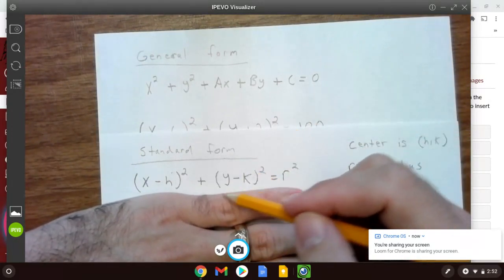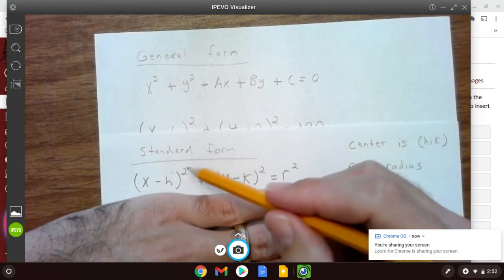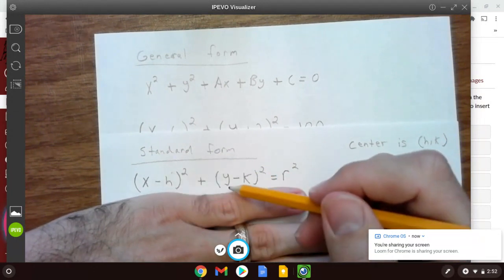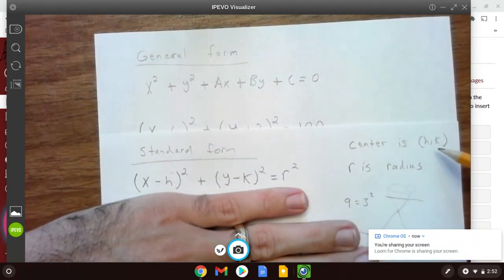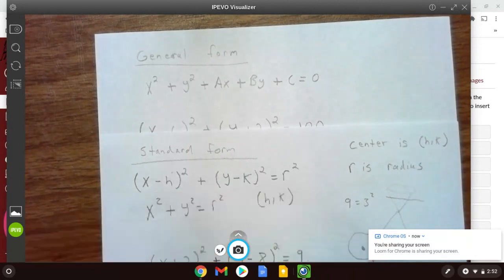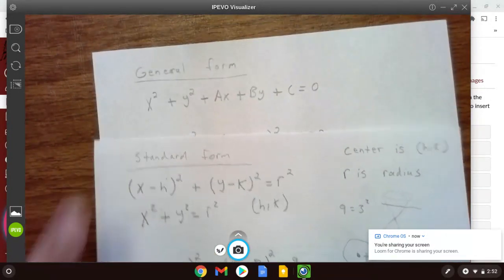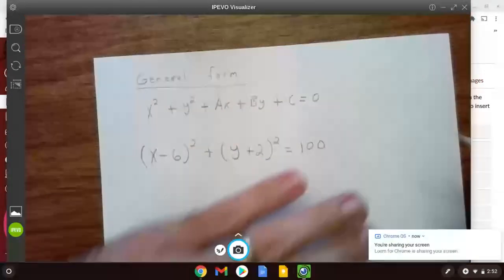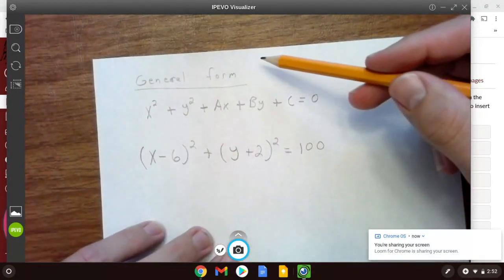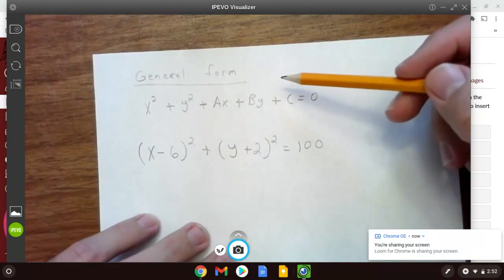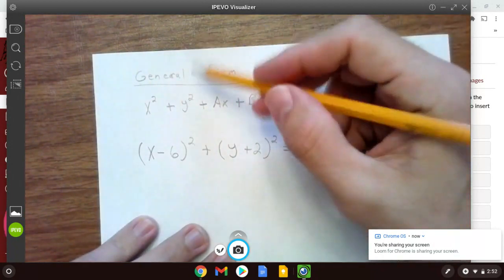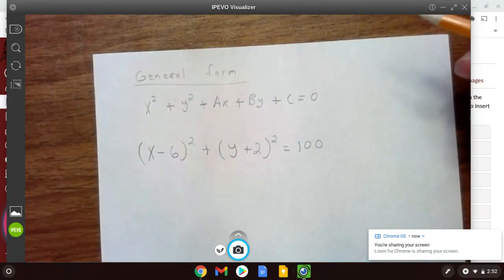Now this one's the most user-friendly because, well, it's not hard to plug in numbers for x and y, but it's also real easy to tell what the center is and the radius is. That's standard form. Now, general form, which is really weird that they would use almost the same words. Standard and general, they're pretty similar to each other.